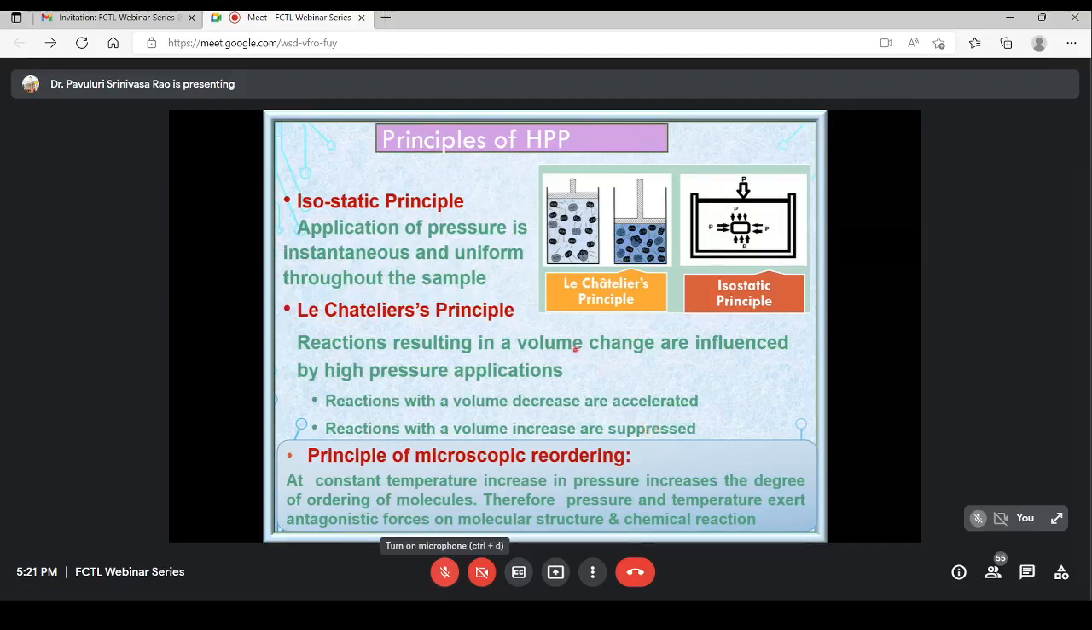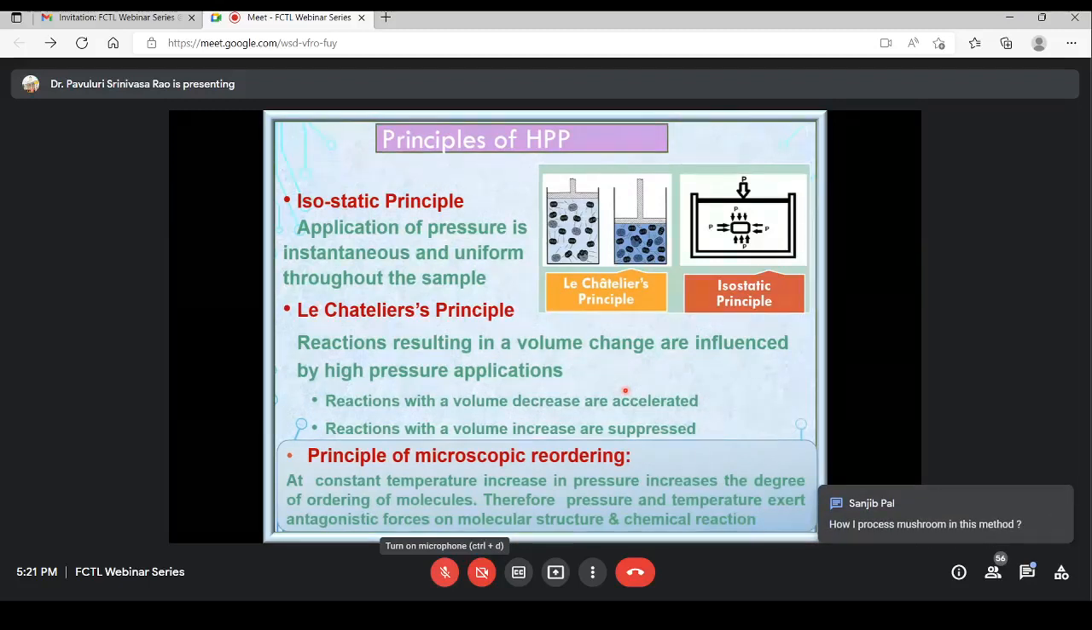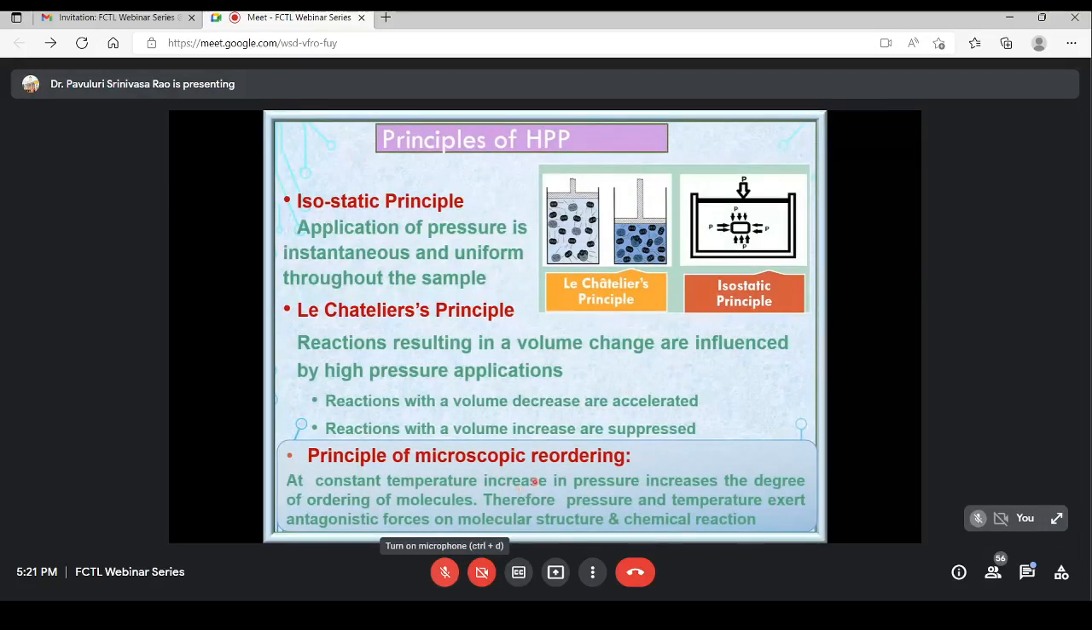Secondly, Le Chatelier's principle, where the reactions resulting in a volume change are influenced by high pressure applications. Due to the compression that happens under high pressure, we get the changes in terms of microbial inactivation, enzymatic destruction, and whatever functional changes happen, all because of the volume change. And of course, the third one is the principle of microscopic ordering. When the temperature is kept constant and the pressure is increased, this is proportional to the degree of ordering of molecules, which will bring a lot of changes in the structure and microstructure of the food materials.